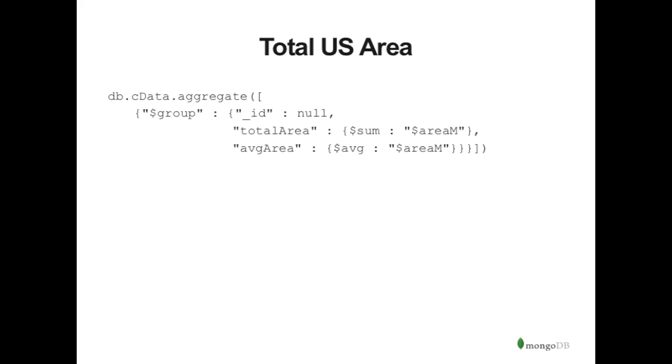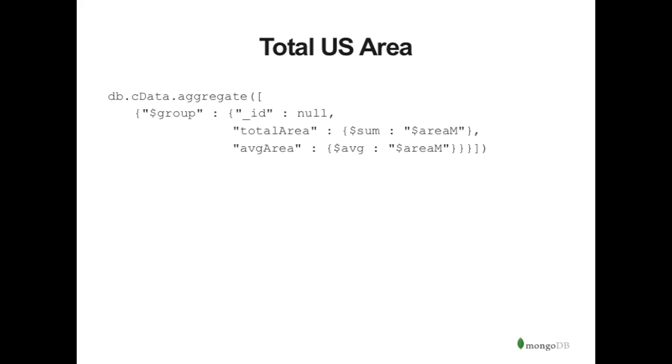What I'm trying to do with this query is find out the total amount of area in the US. So basically, if you sum up the area in square miles of all the states in the United States, how much area is that? And what is the average area of all the states? You'll notice I'm using the group operator that I talked about earlier. In this case, we are grouping by null. Whenever you group by null, you're basically saying group all of the documents together, just create one group and group them all together.